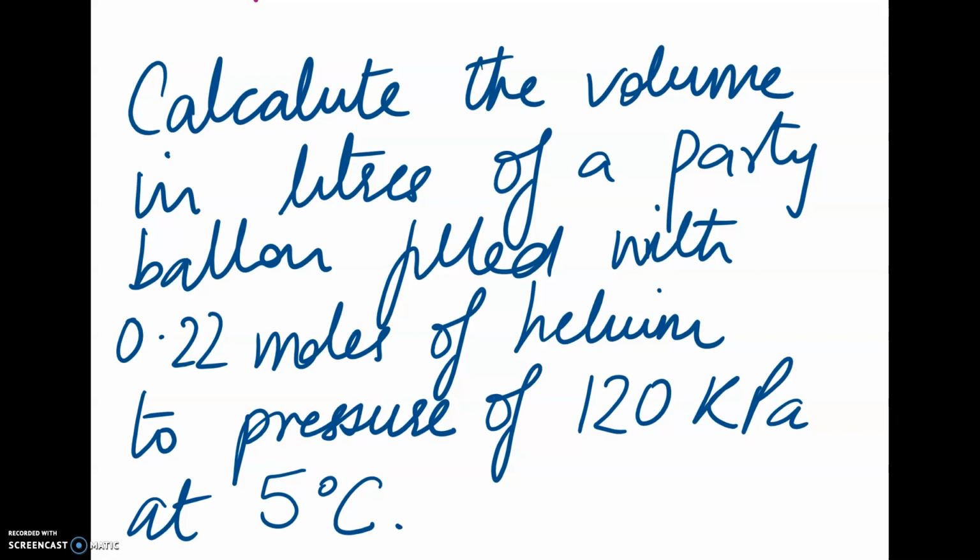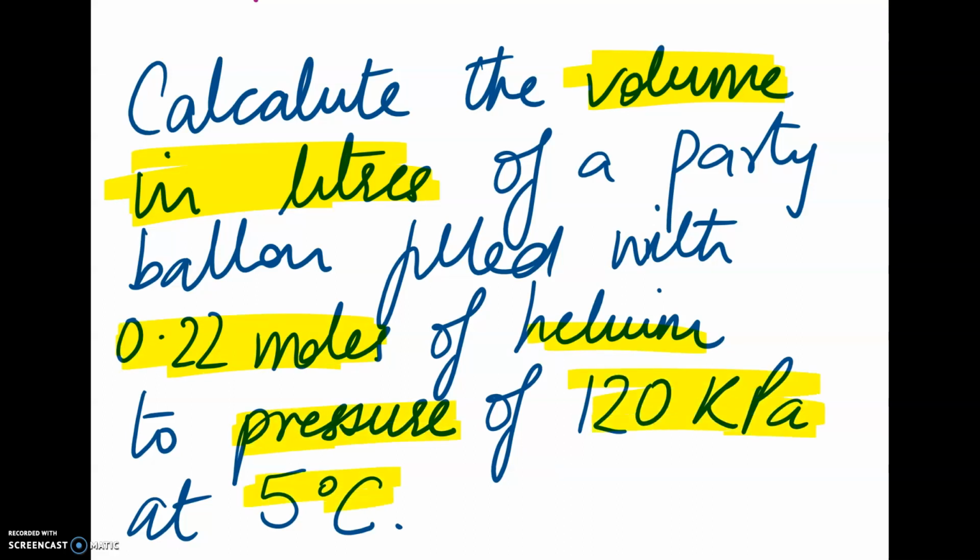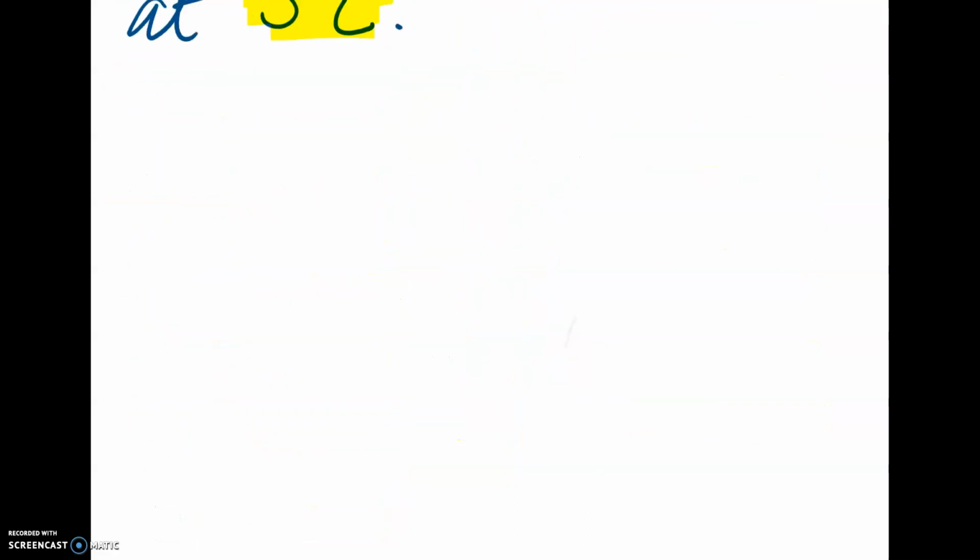to highlight all the key information. So I need to calculate the volume in liters, which is the key information. Then I have been told that I have got 0.22 moles of helium, and the pressure is 120 kilopascals, and the temperature is 5 degrees. So that's all the information that has been given to me. So let's process the information.